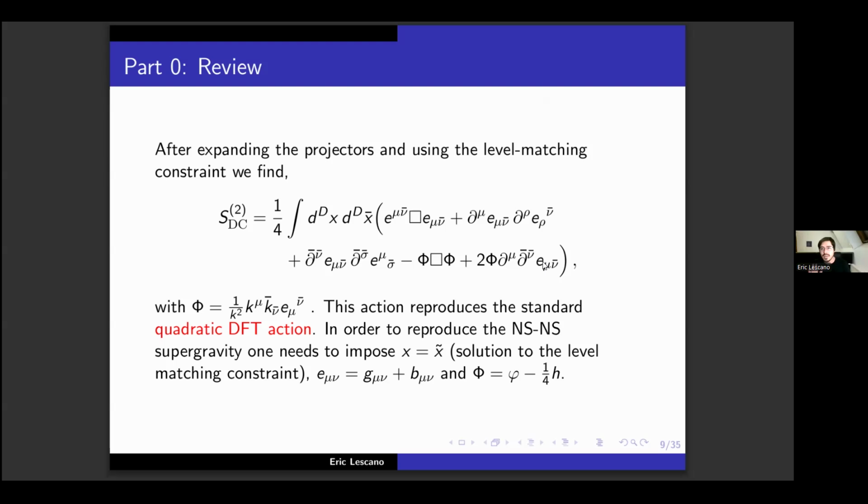This is very closely related. Typically, from the double copy perspective, we always obtain ordinary supergravity, where the B field is present.